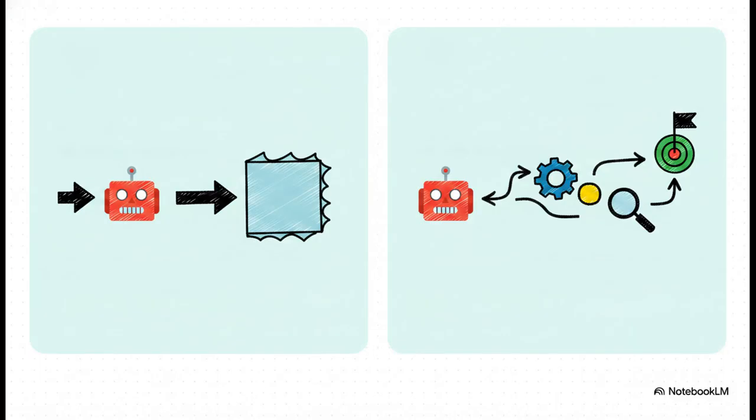You see, generative AI is essentially just a highly sophisticated pattern matching machine. You give it a prompt, it generates a response based on its training data, and then it just stops, right? Its job absolutely ends at generation. But agentic AI, that's a whole different ballgame.